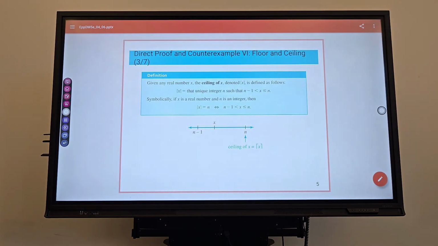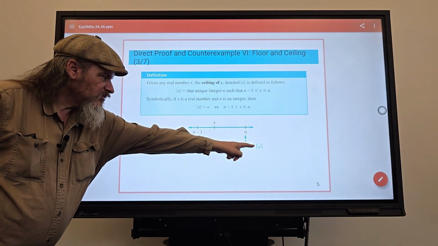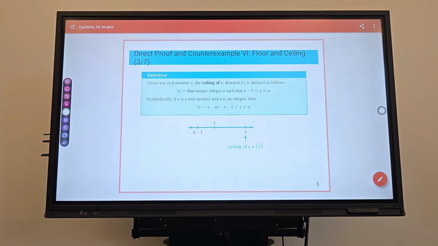Definition of the ceiling, which is denoted by the brackets going above the x, is the unique integer n such that n minus 1 is less than x and x is less than or equal to n. Symbolically shown here. Basically, floor is rounding down, ceiling is rounding up, if x is not an integer.